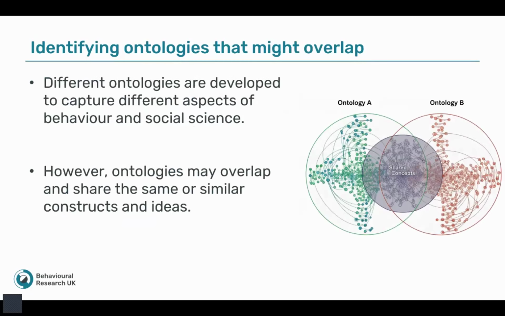So I'm going to start with, why do we need a way to identify overlaps between ontologies? Well, it's not possible for one ontology to contain every single phenomena that we study in the social and behavioural sciences. So different ontologies have been developed that focus on different aspects. So for example, we have an ontology to describe behaviour change interventions, an ontology to describe addiction research, and an ontology to describe emotions and social interactions. But often these ontologies end up describing similar or overlapping ideas. Next slide, please.